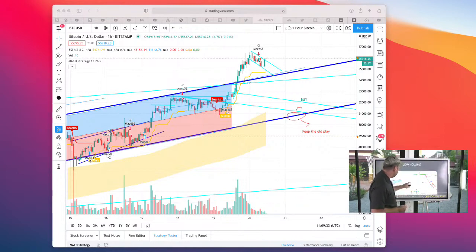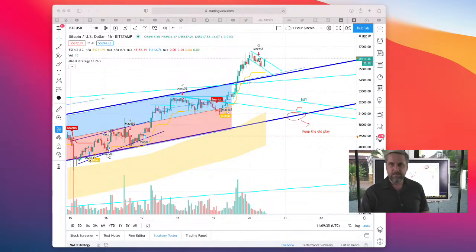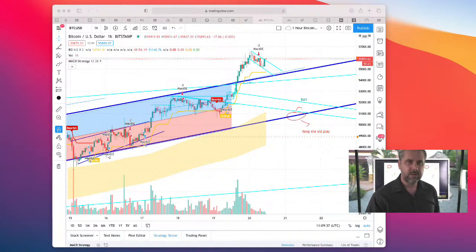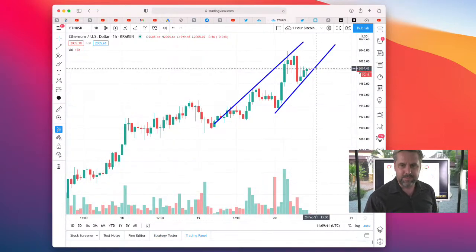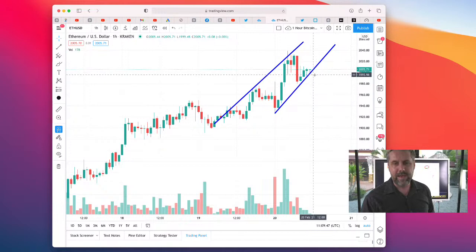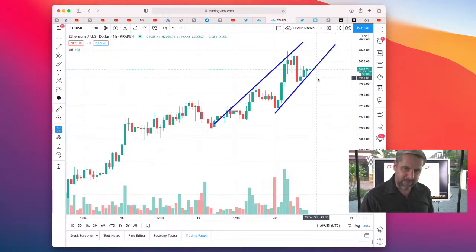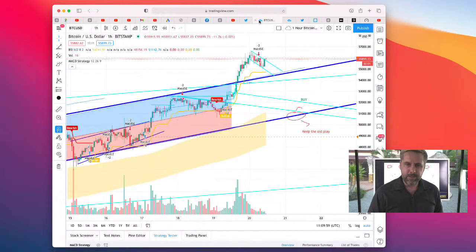Any questions, guys? And by the way, for those of you who wanted to know about Ethereum, same thing. It didn't cross that blue line. If it breaks below, then you may want to activate your stop sell below that blue line, maybe at 1993. So I already have one there, and let's see what's going to happen. So any questions about what I've showed you today?